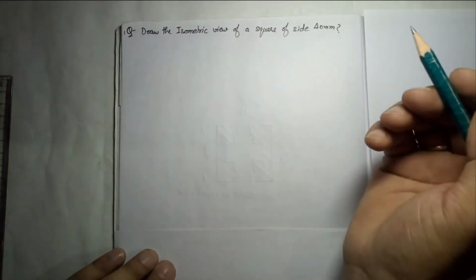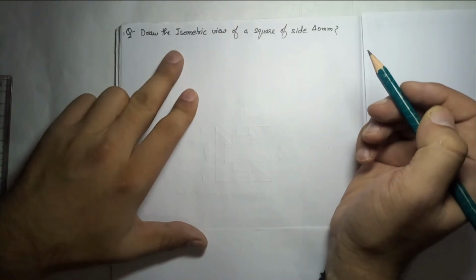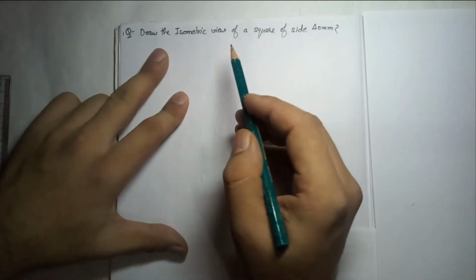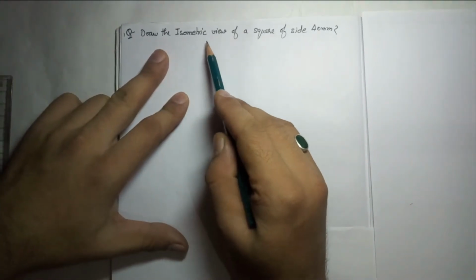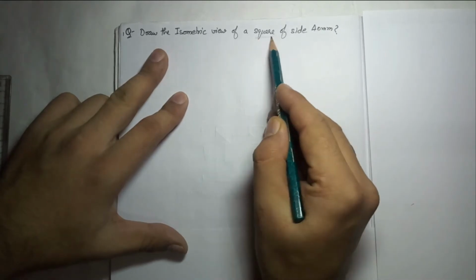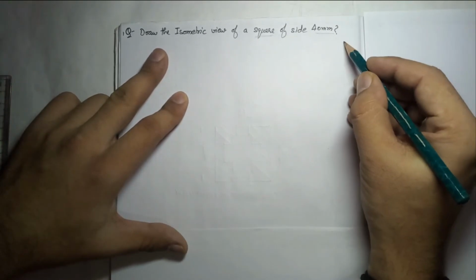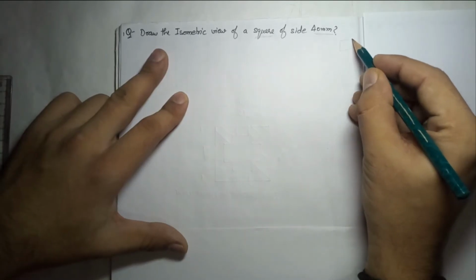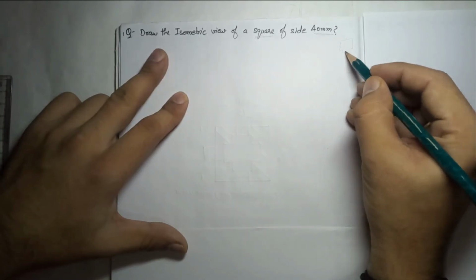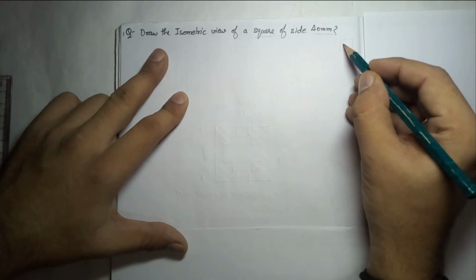Hello everyone. Now we will solve one question from the isometric view chapter. The question says that we have to draw the isometric view of a square and the side is given as 40. First of all, what is a square? A square is a shape in which all the sides are the same dimension and the angles are 90 degrees.